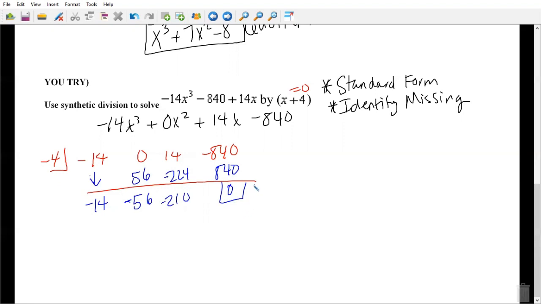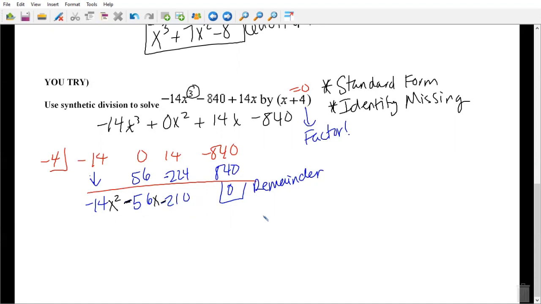Yay. Okay, so your remainder is 0. And because my remainder is 0, that means that x plus 4 is a factor. Winner, winner, chicken dinner. Okay. And my quotient, I started off as a cube, so I'm going to end as a square. So my quotient is -14x squared minus 56x minus 210.